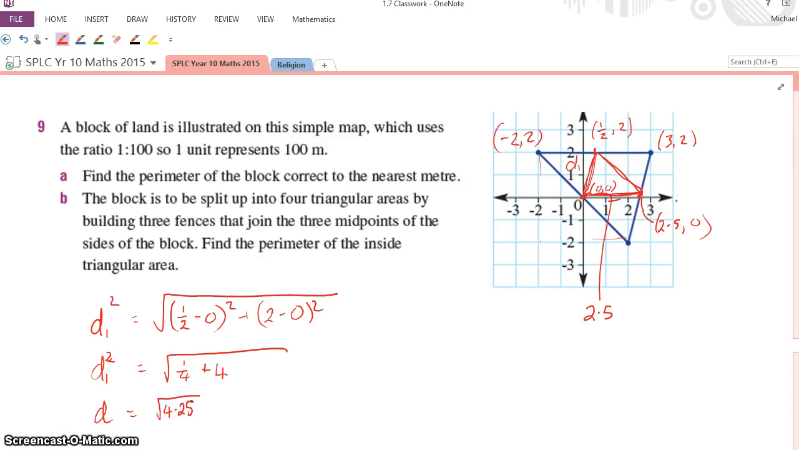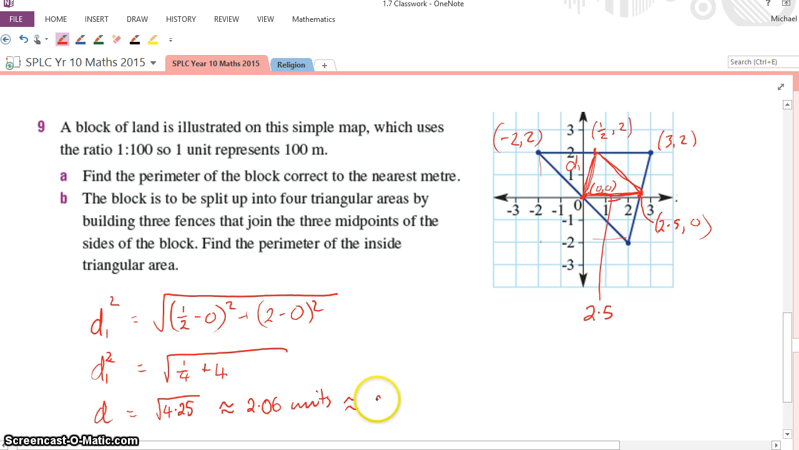That's going to be approximately 2.06 units, which is approximately equal to 206 meters. This one over here, I forgot to say that was in units, which is approximately 250 meters. This remaining side, I'm going to call D2, which means this one's D3.